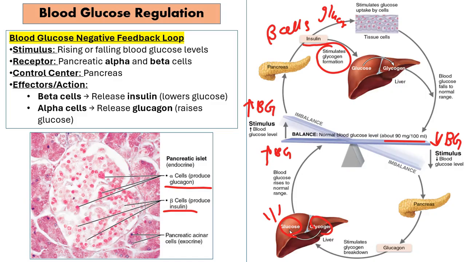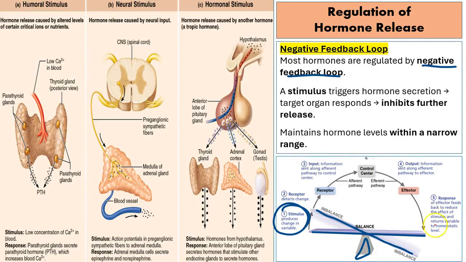A lot of it goes back to, let me go back to this, our general homeostatic control system that we've seen from the beginning of the course. We have some type of stimulus. There's three types: humoral, neural, or hormonal. Then we have a receptor that is going to understand that stimulus, and it's going to go through an afferent pathway to the control center, which is going to tell us what to do. It's going to take that message and say, hey, here's what we need to do. It's going to go through an efferent pathway to an effector, and that effector is going to elicit a response to get back in balance. And that is the whole entire goal of how we're going to regulate hormonal release.